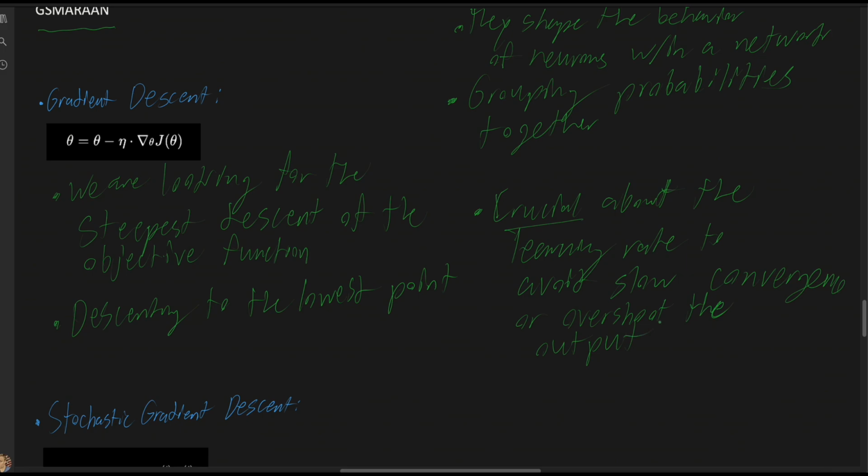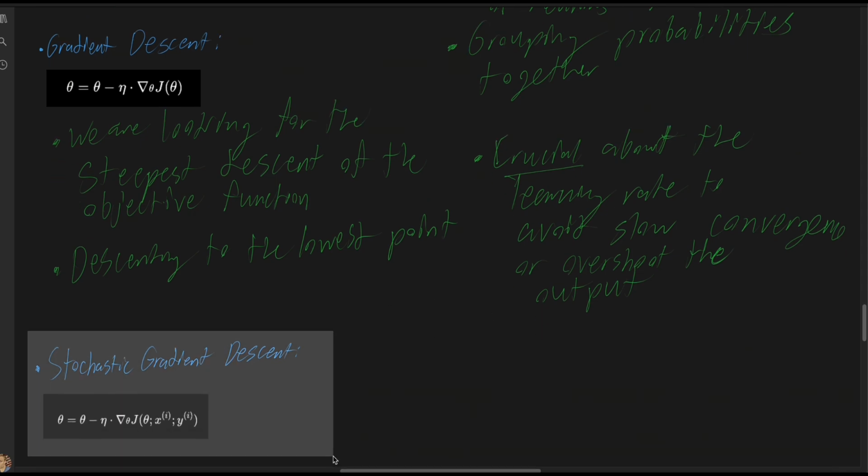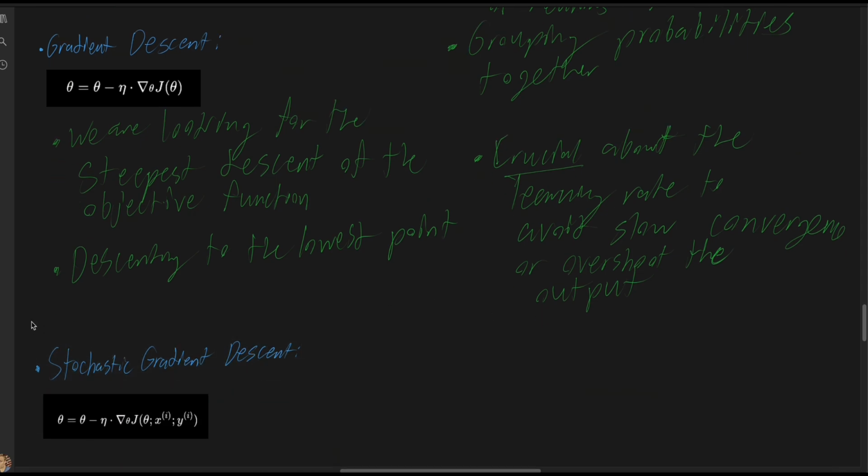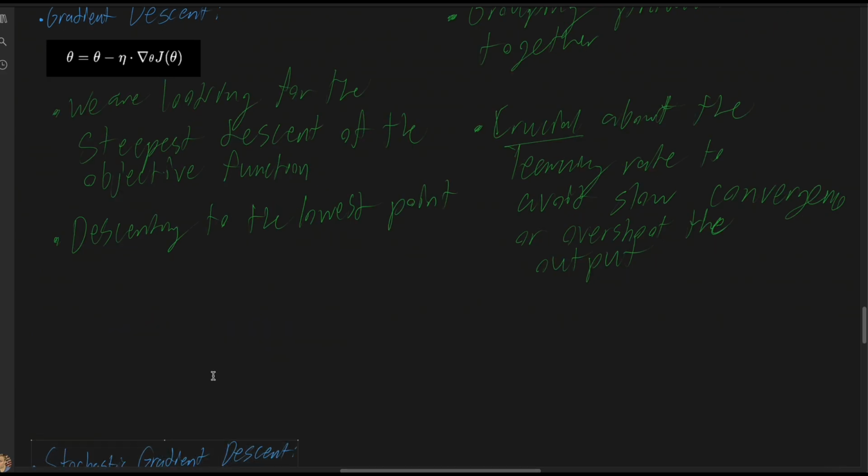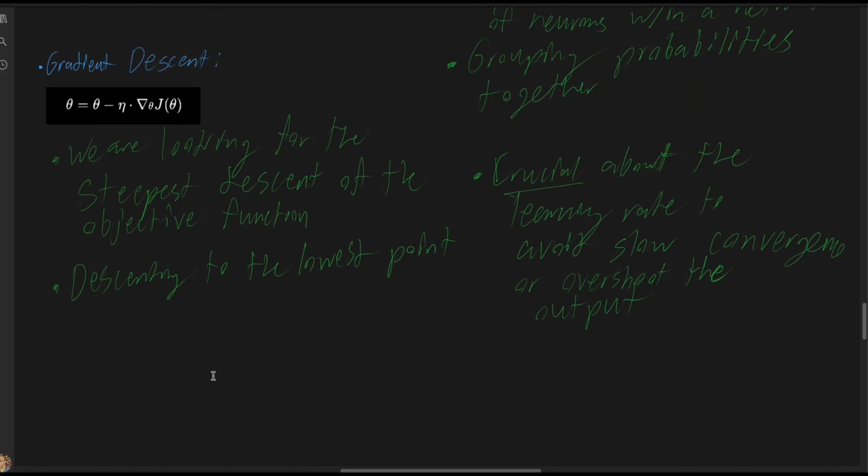And to break down how the formula is actually built and constructed, theta refers to the parameter vector of the model, which needs to be optimized.